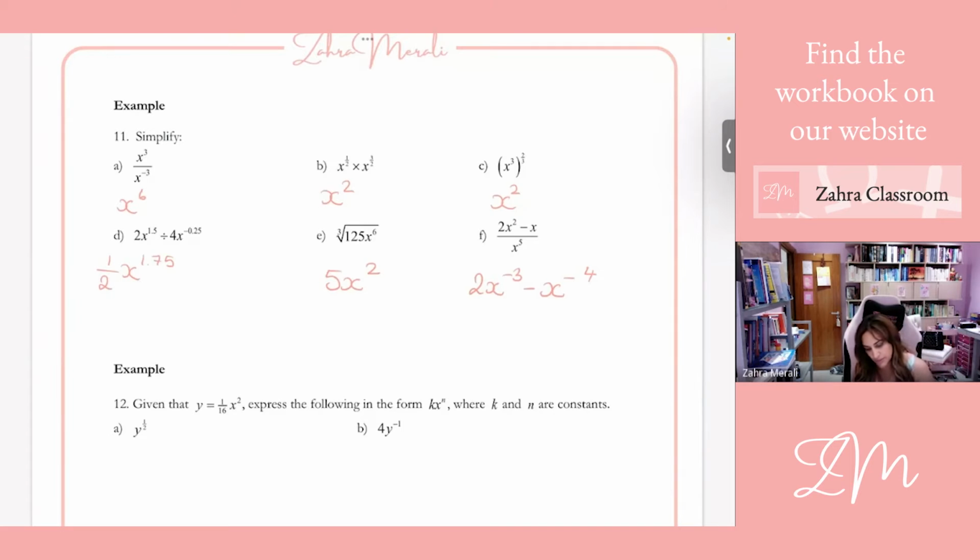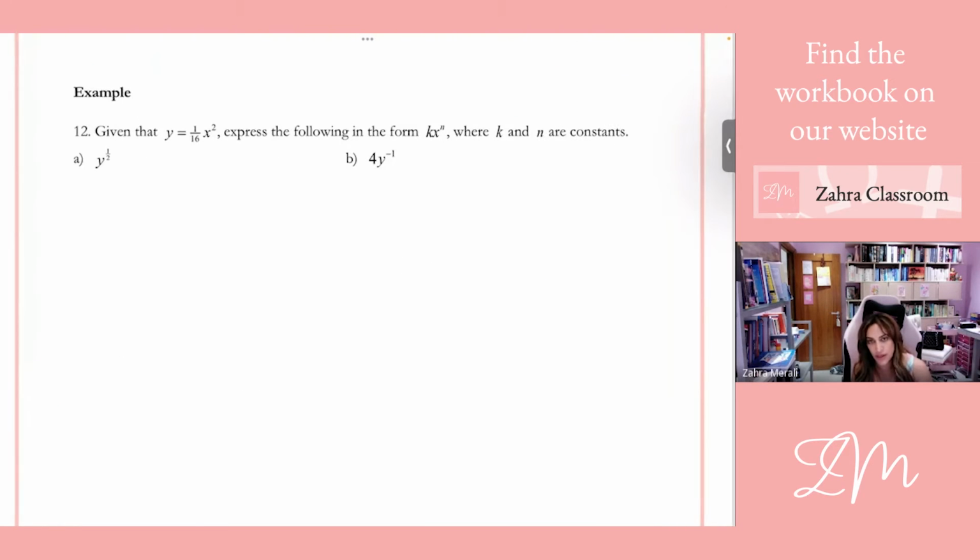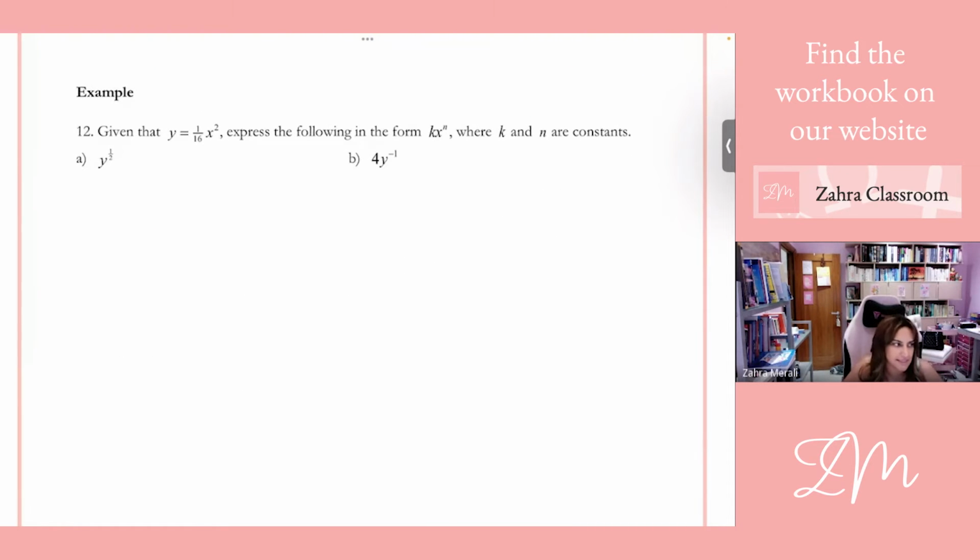All right, here's another example from the book. Given that y equals 1 over 16 x squared, they want you to express it in that form. So what they're trying to say is you're replacing the y with this. So if I replace the y, I've got 1 over 16 x squared, all to the power of a half. Now remember, it's everything to the half. Numbers I treat as normal, but a half means square root. So 1 over 16 square rooted. So I would treat each bit differently. And I would then have x squared to the half.